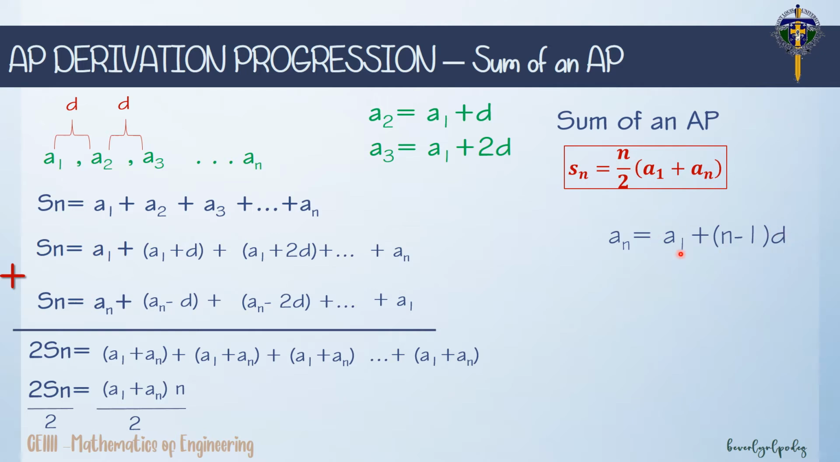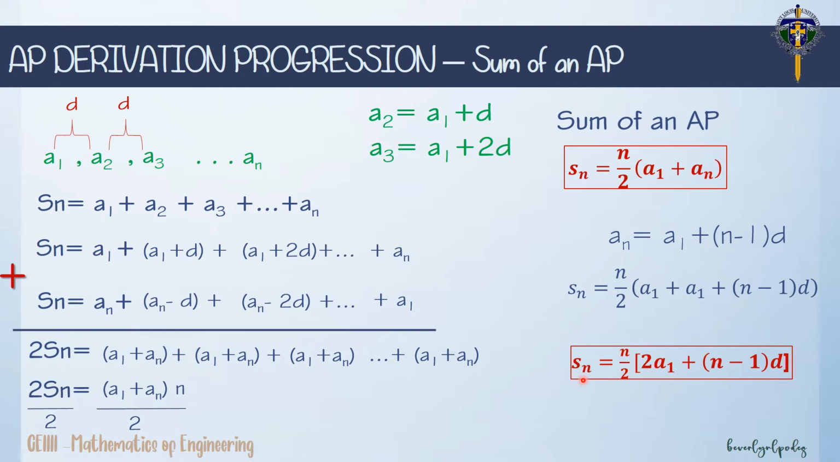If we replace the values of a of n in this equation, S of n is equal to n divided by 2 multiplied by the quantity a1 plus an. But what is an? We replace it with this quantity, so this becomes a1 plus n minus 1, the quantity multiplied by the common difference. Then we simplify this equation: S of n is equal to n divided by 2 multiplied by the quantity 2a1, so a1 plus a1, that is 2a1, plus n minus 1 multiplied by the common difference.